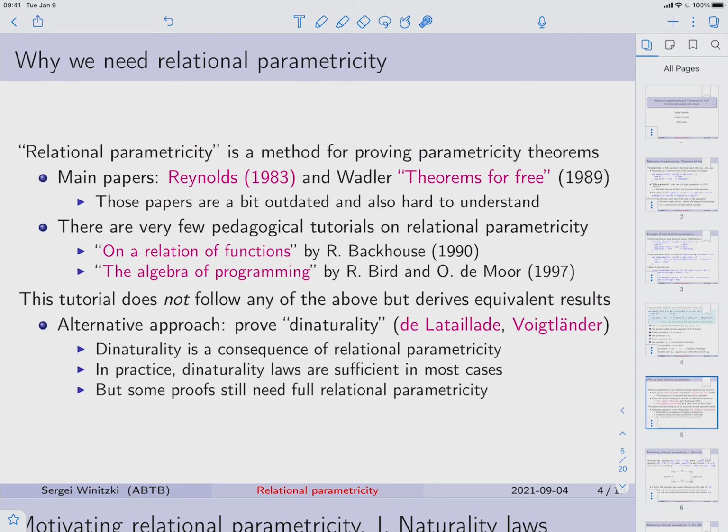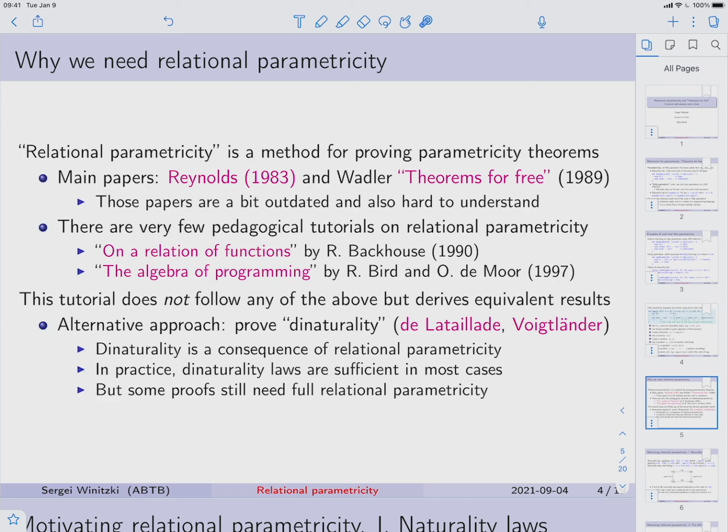There are two tutorials that I could find that explain relational parametricity. One is a paper on a relation of functions, and the other is Algebra of Programming, the book that you can find. Now, my tutorial, which is this one, does not follow any of these papers and books. I found a different way of explaining relational parametricity that I think is easier to understand. It derives equivalent results, but it's just a little more modern and easier to follow.